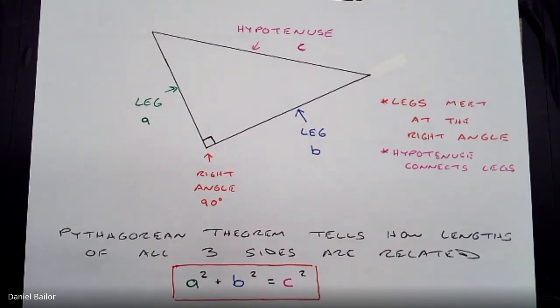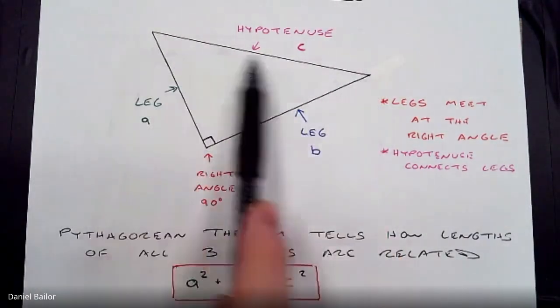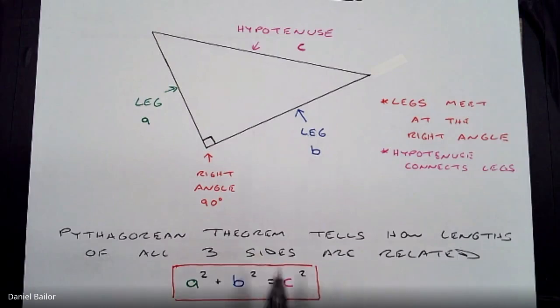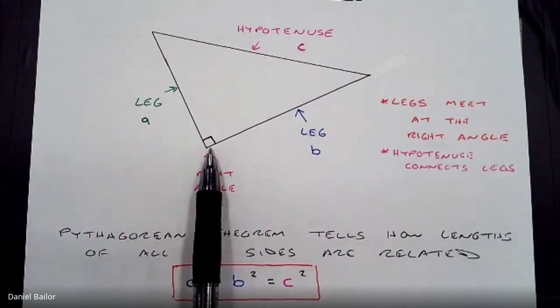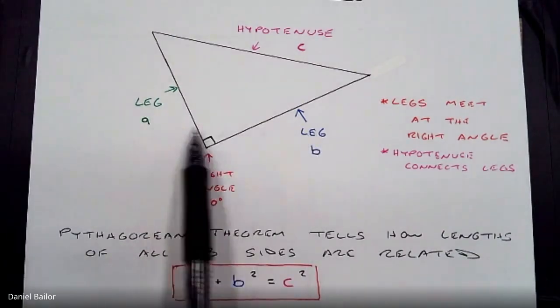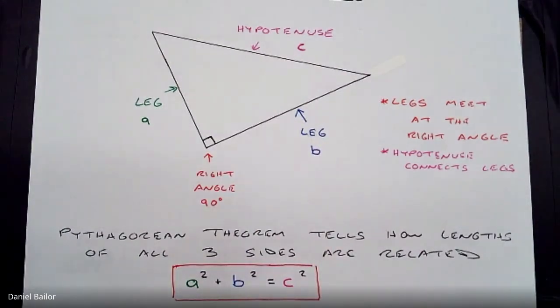And important thing number 3: the hypotenuse is the side that connects the legs, and the hypotenuse is always C in the Pythagorean theorem. The hypotenuse has to be over here. You cannot mix these up. It has to be in this order, and the legs have to be A and B. The hypotenuse is C. So the 3 important things: right triangles only. Know what the legs are. And number 3, know what the hypotenuse is.